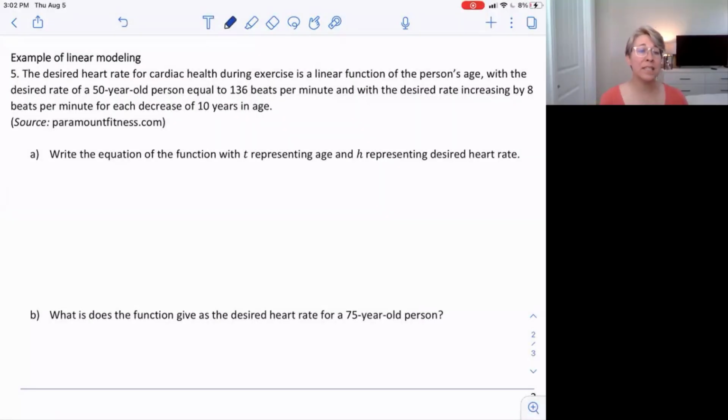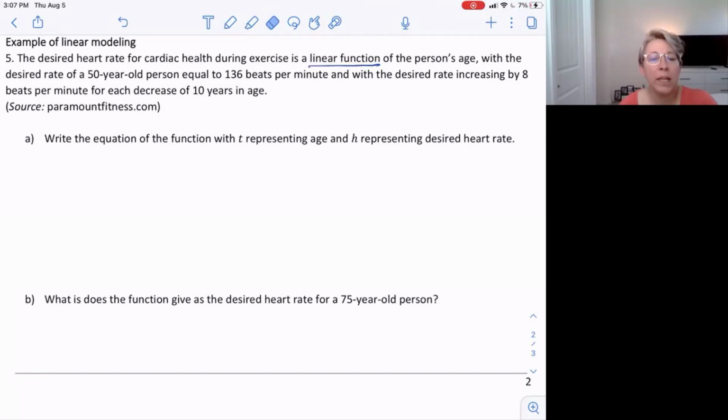Example 5 is an example of linear modeling. The desired heart rate for cardiac health during exercise is a linear function. So it's nice that they told us that it's linear, of a person's age with the desired rate of a 50-year-old person equaling 136 beats per minute, and with the desired rate increasing by 8 beats per minute for each decrease of 10 years of age. Okay, wow, that's a lot of information, right?